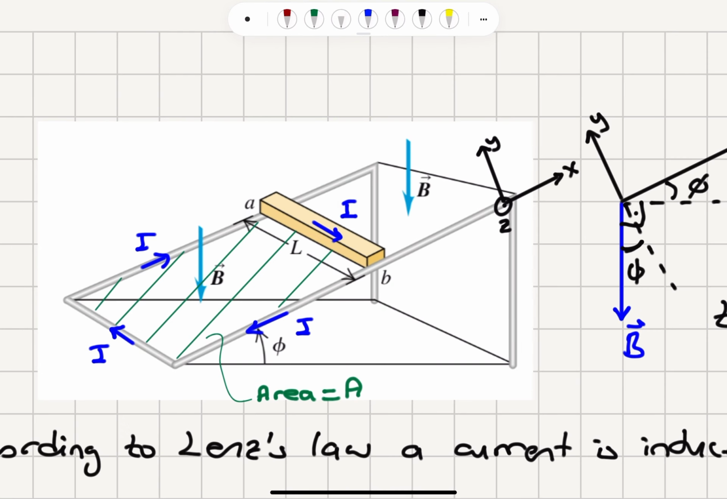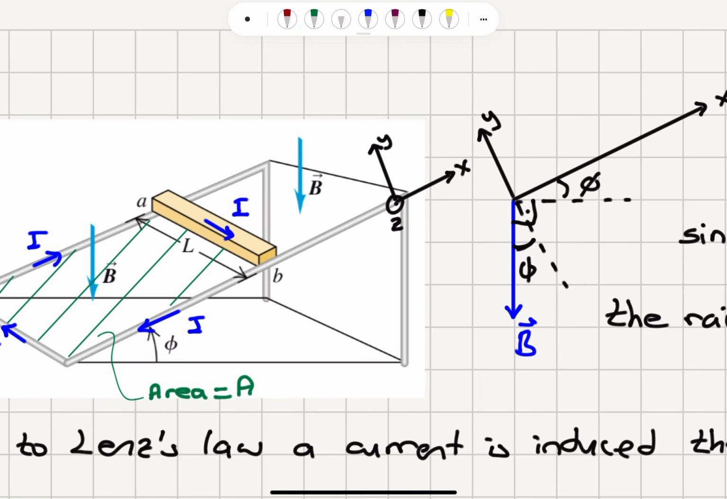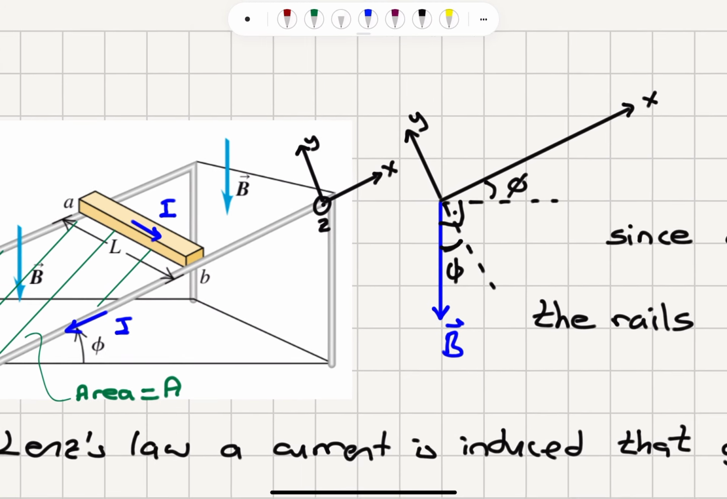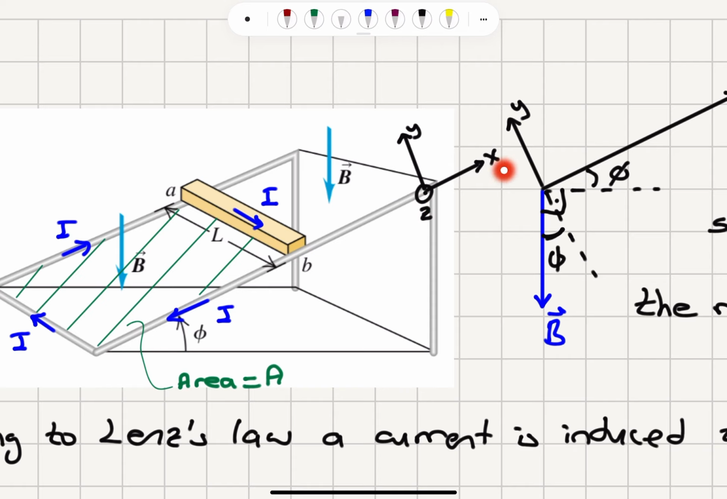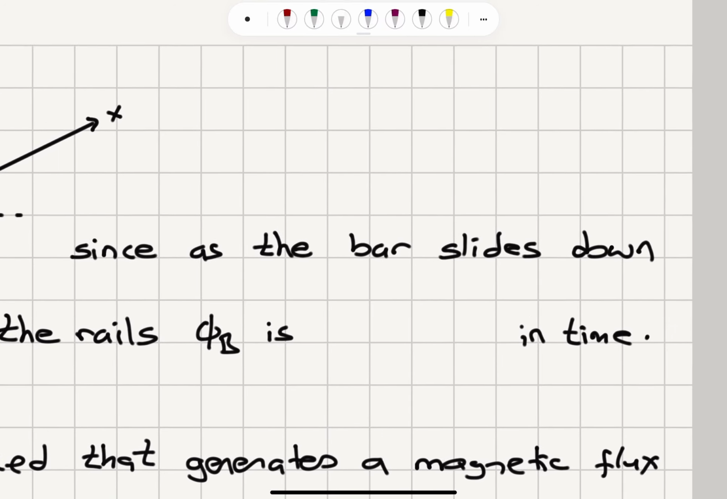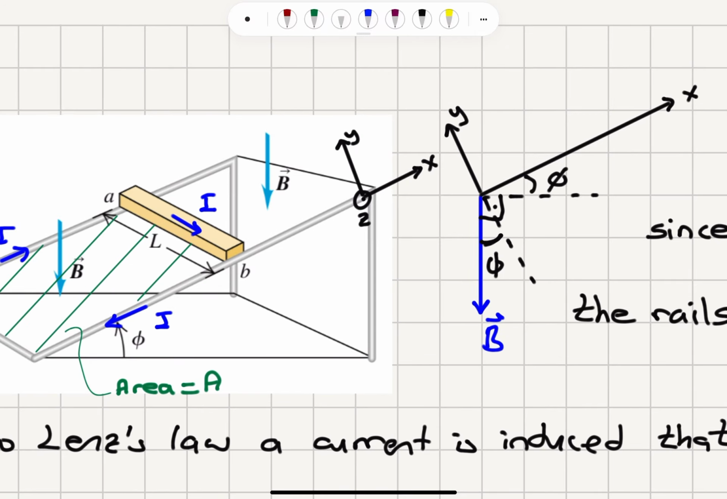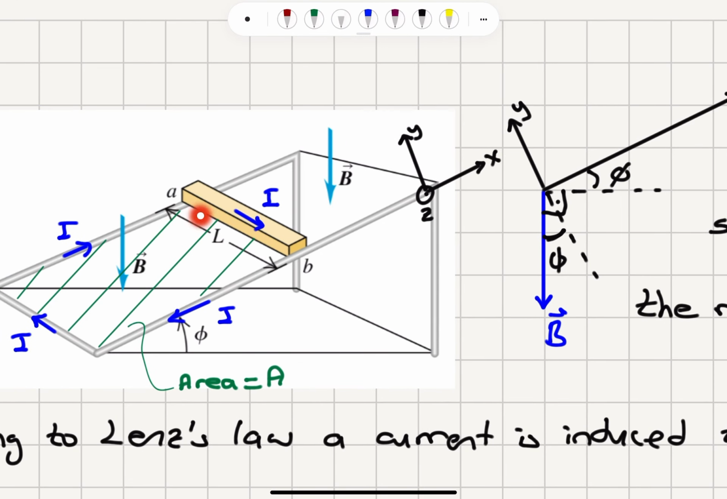So as you can see here, we have magnetic field in the downward direction. So if I draw my coordinate axis here like this, z is coming out of the page, x is inclined with respect to the horizontal axis at an angle phi. As the bar slides down the rails, the flux through this conducting loop is decreasing. So what is that flux?